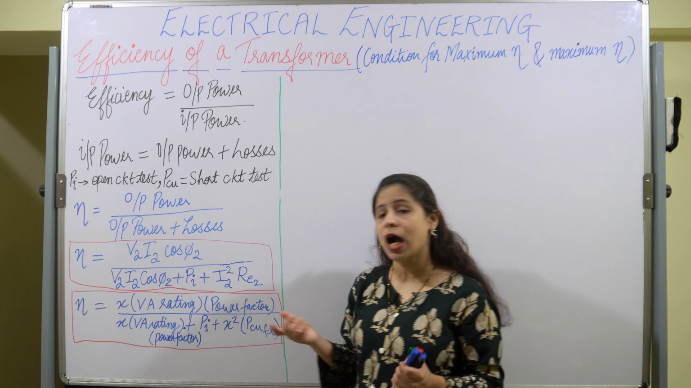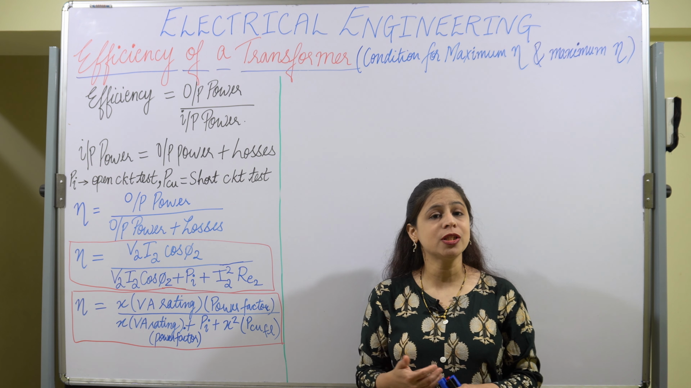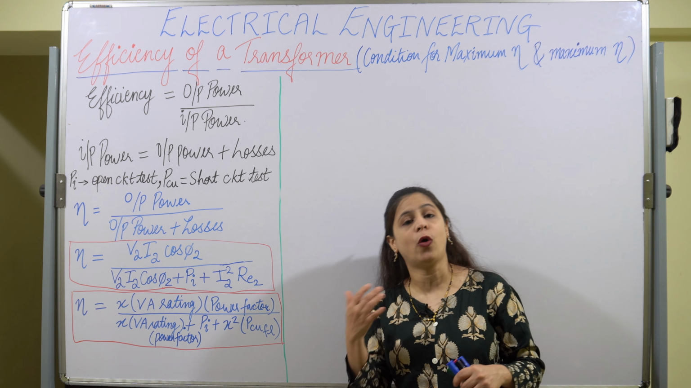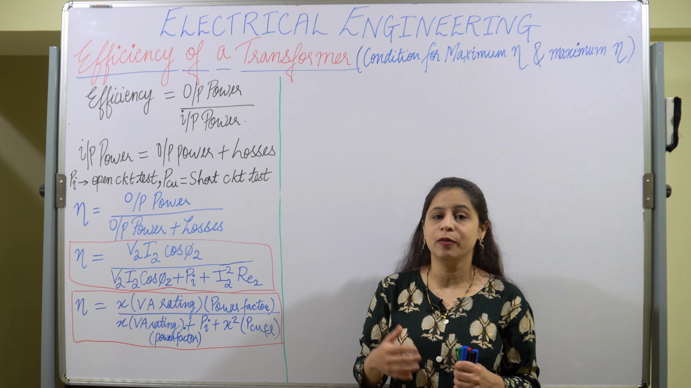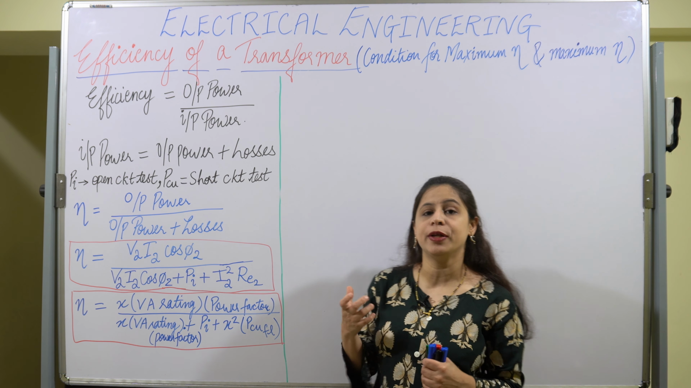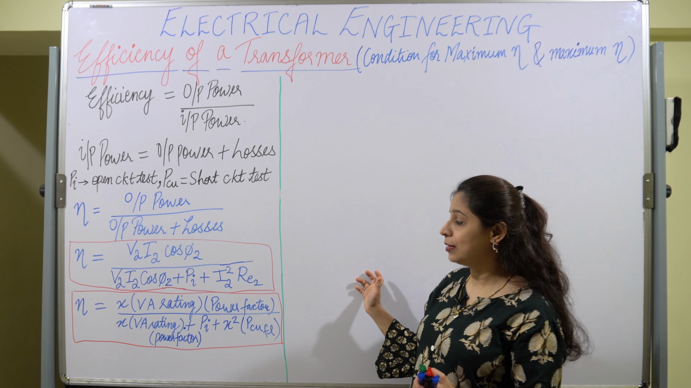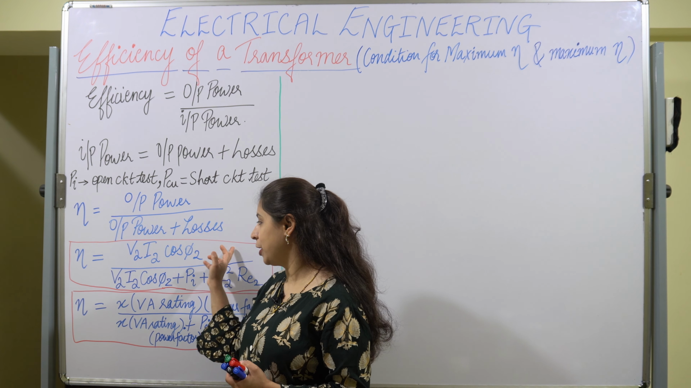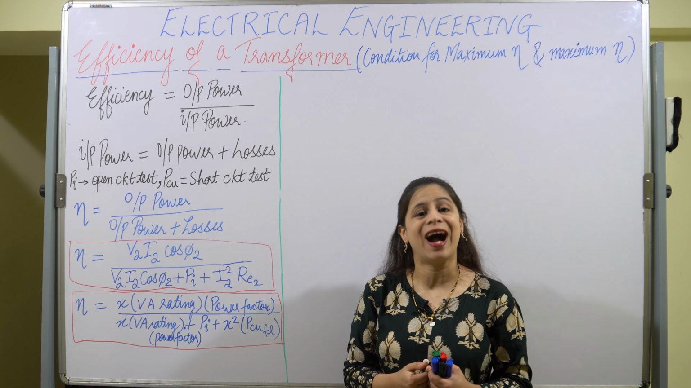So now let us start finding out the maximum efficiency and the conditions for the maximum efficiency. At what condition do we get the efficiency to be maximum? We will be deriving and calculating those conditions right now. For that we will take this expression and differentiate it with respect to I2.